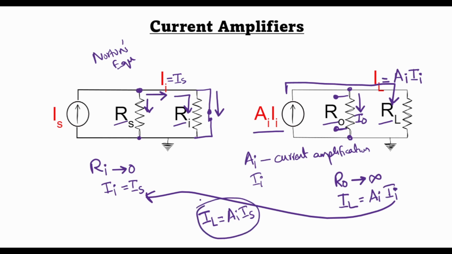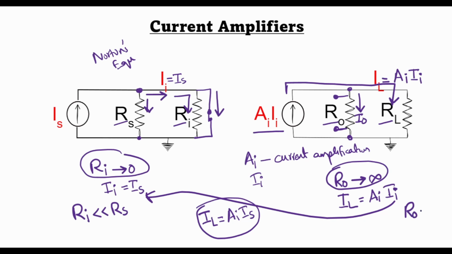Now, just like voltage amplifiers, it is not physically possible to have a zero input resistance and an infinite output resistance. Therefore, what we would like is to keep the input resistance much lower than the source resistance Rs, and at the output side we would like the output resistance R0 to be much greater than the load resistance RL.